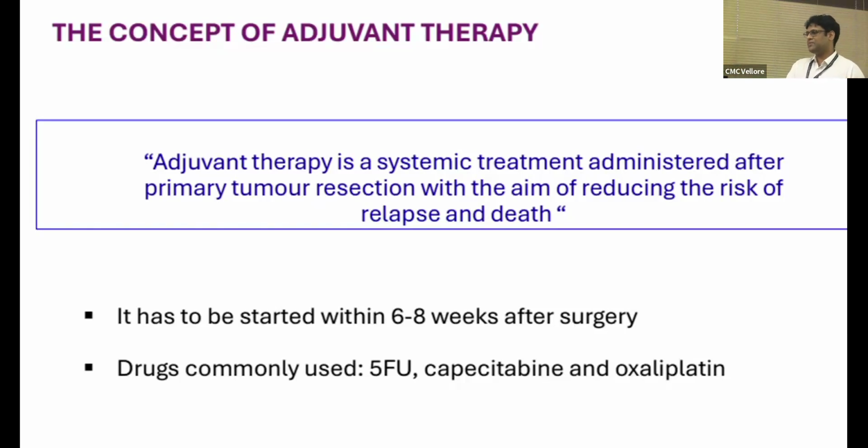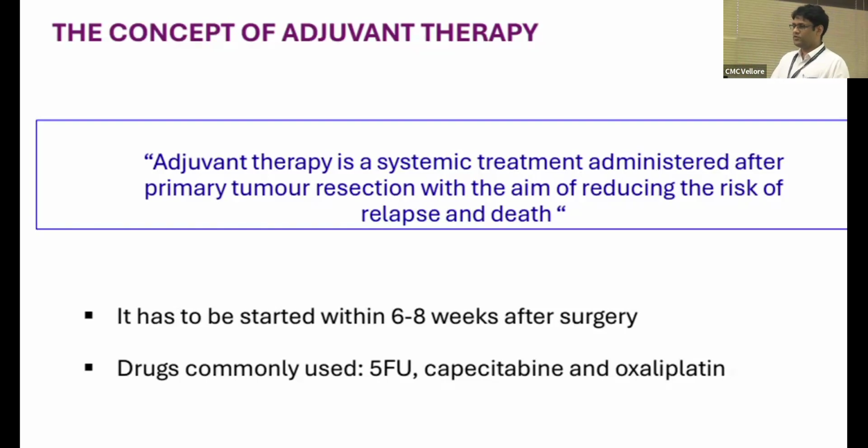Folfox is just a name for the combination of 5-FU and oxaliplatin. Oxaliplatin is a platinum agent, like cisplatin, but more specific for GI cancers. The combination of 5-FU and oxaliplatin is called Folfox. Capecitabine is the oral prodrug of 5-FU, so instead of giving it IV, you can take an oral drug. That combination is called Capox. So we use either Folfox or Capox as our adjuvant therapy for colon cancer.